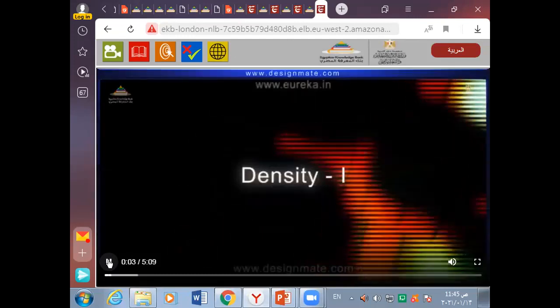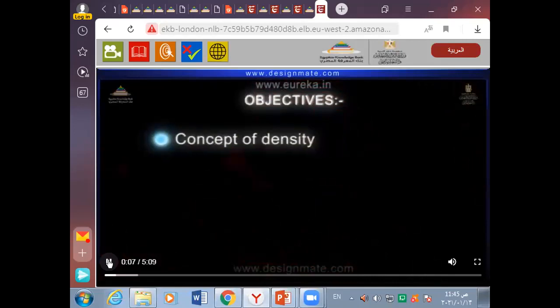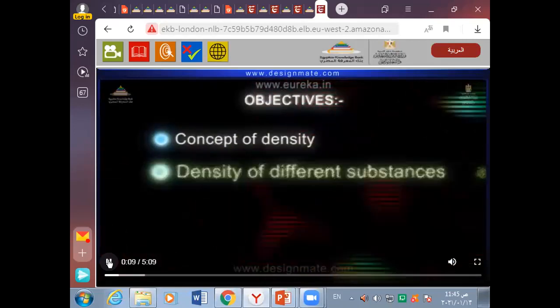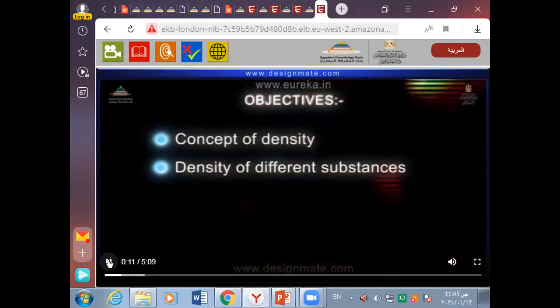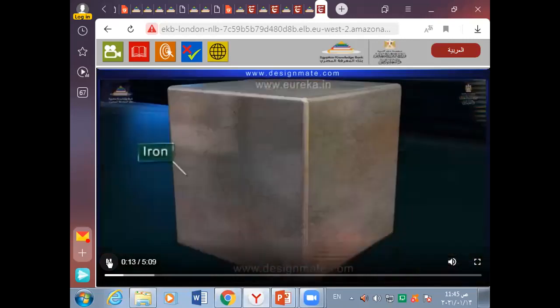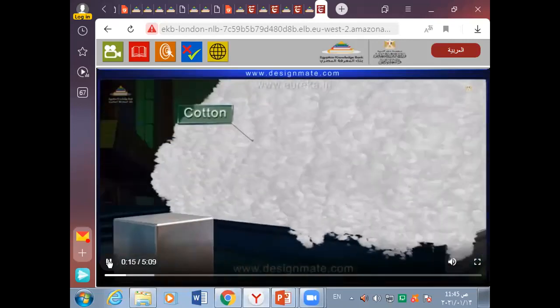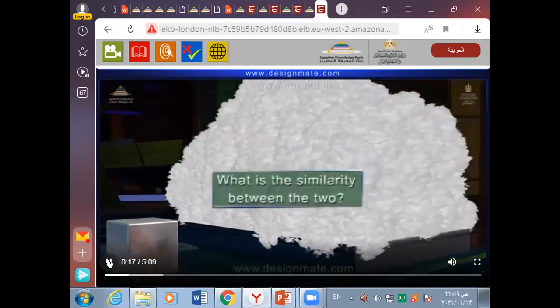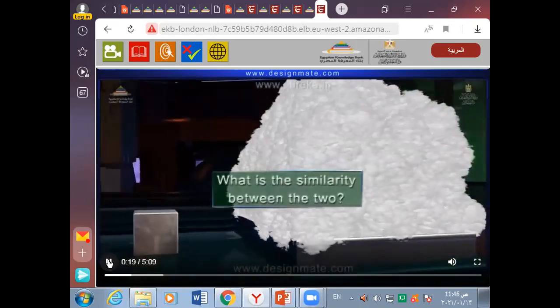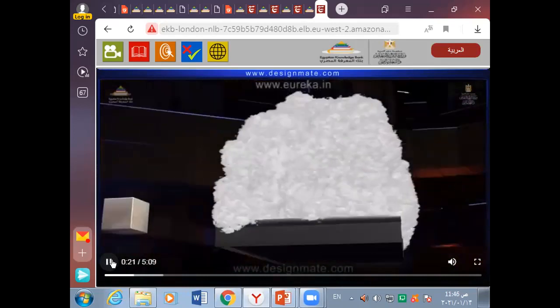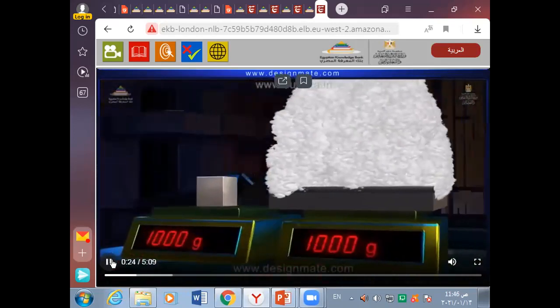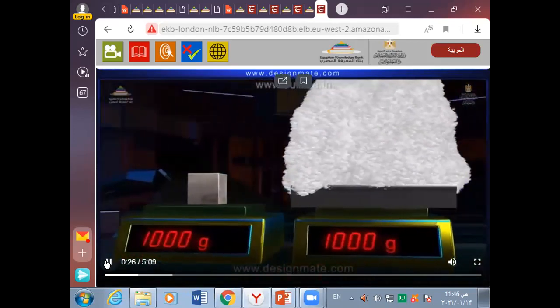Density, part 1. Objectives. To understand the concept of density. To find the density of different substances. Here we have a block of iron and a pile of cotton. What is the similarity between the two? On placing each of them on a weighing scale, we find that both have a mass of 1 kilogram.